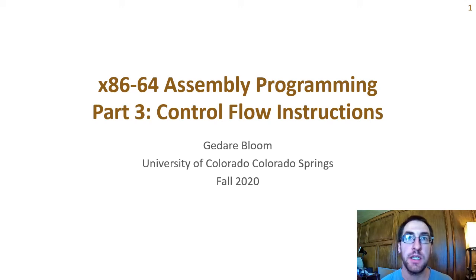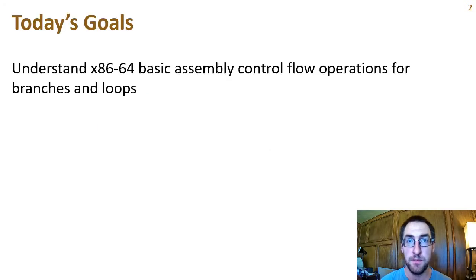Hello! Today we're going to continue talking about writing simple assembly for the x86-64 instruction set architecture. In part 1, we discussed registers, the move instruction, and addressing modes. Part 2 went over arithmetic and logic instructions. Now in part 3, we'll cover conditional and control flow instructions, and part 4 will deal with procedures.